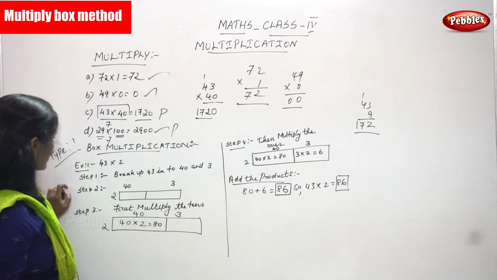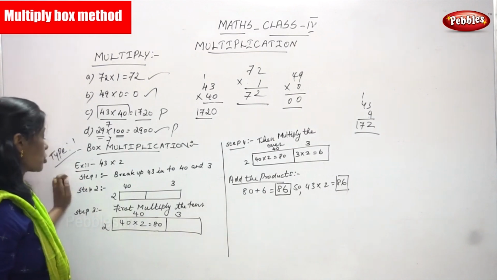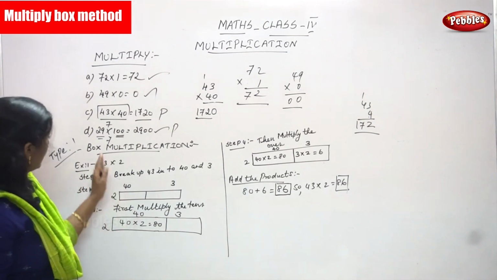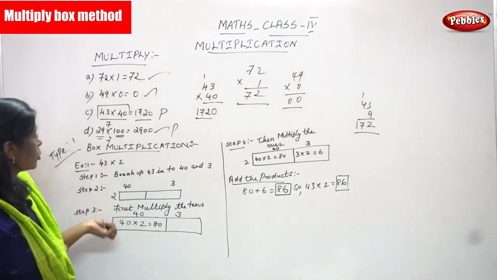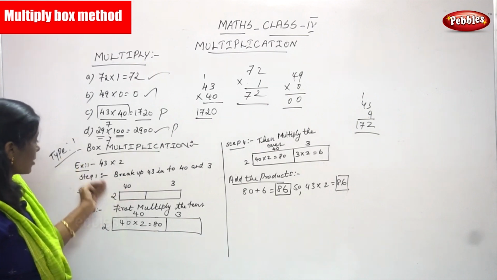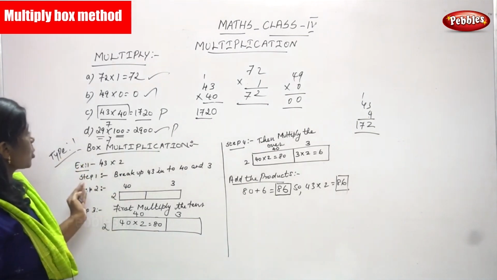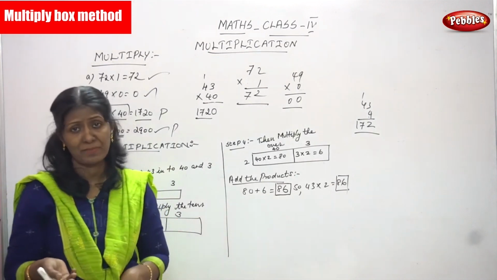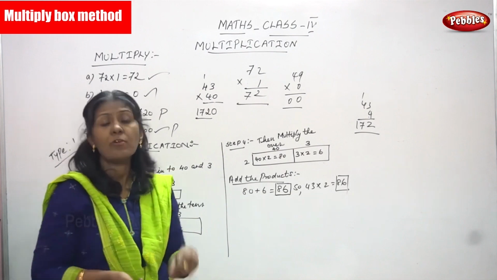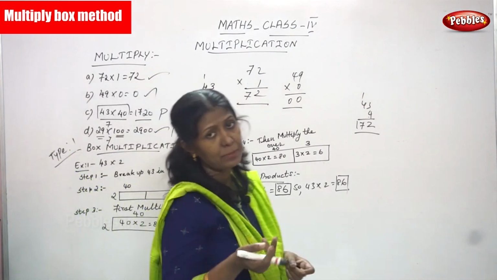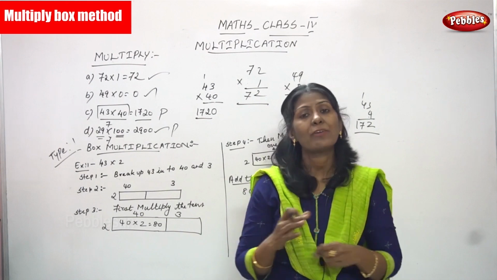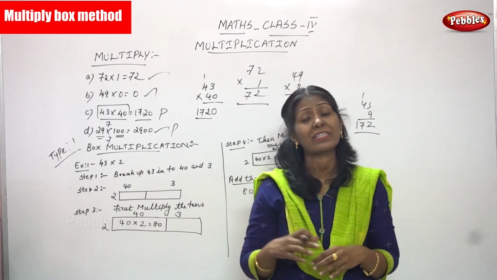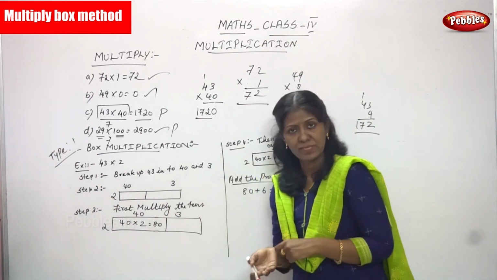Box multiplication. Example: 43 into 2. What are you going to do? There are some steps for this box multiplication, and we are going to see them step by step. Box multiplication means you have to write everything in the box itself. 43 is one number and 2 is another number. You multiply the factors and also write the product, the answer, everything in the box. That is called box multiplication.